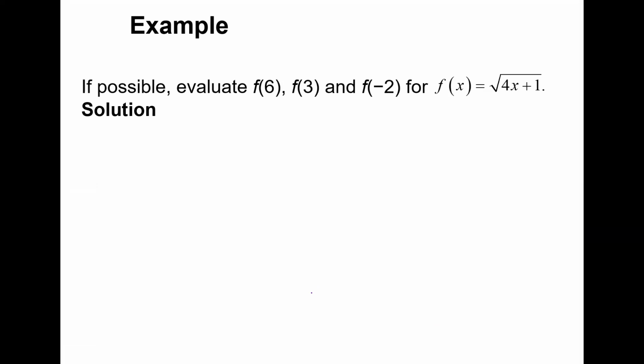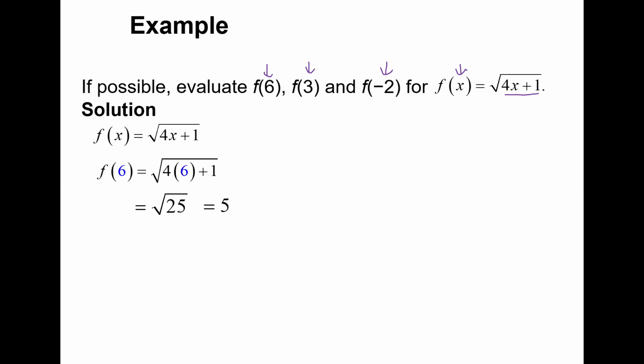So an example: if possible, evaluate f of 6, f of 3, and f of minus 2 for f of x equals the square root of 4x plus 1. So all they're wanting us to do is plug in 6, 3, and minus 2 for x in this equation. Okay, so the first one, f of 6. So we plug in 6, 4 times 6 is 24, plus 1 is 25, square root of 25 is 5.